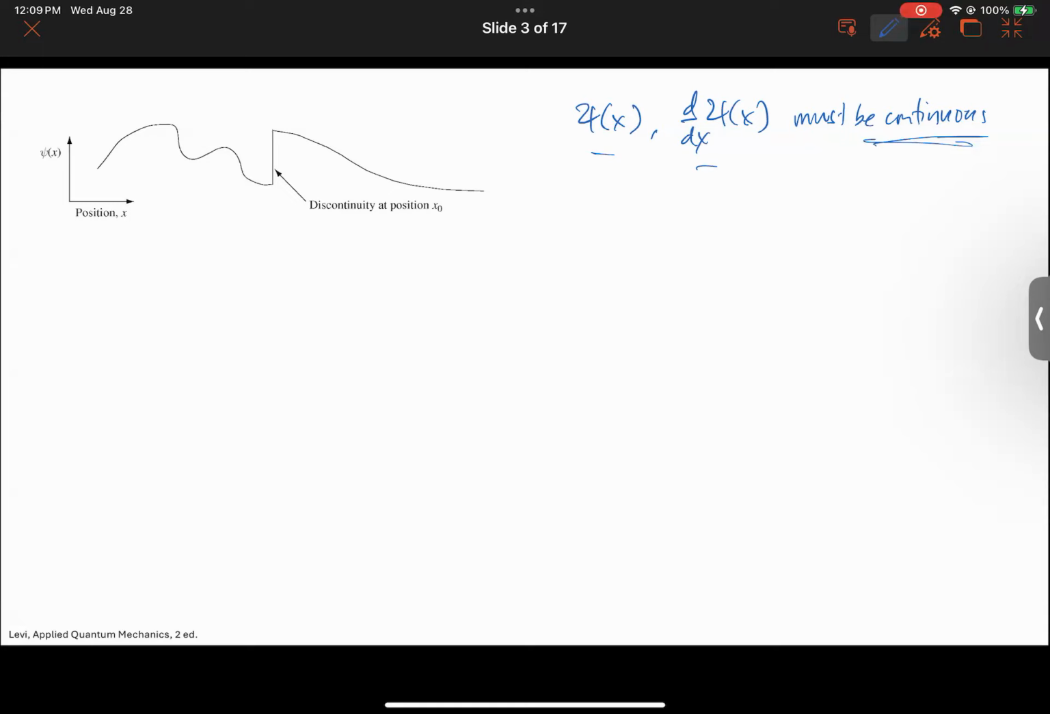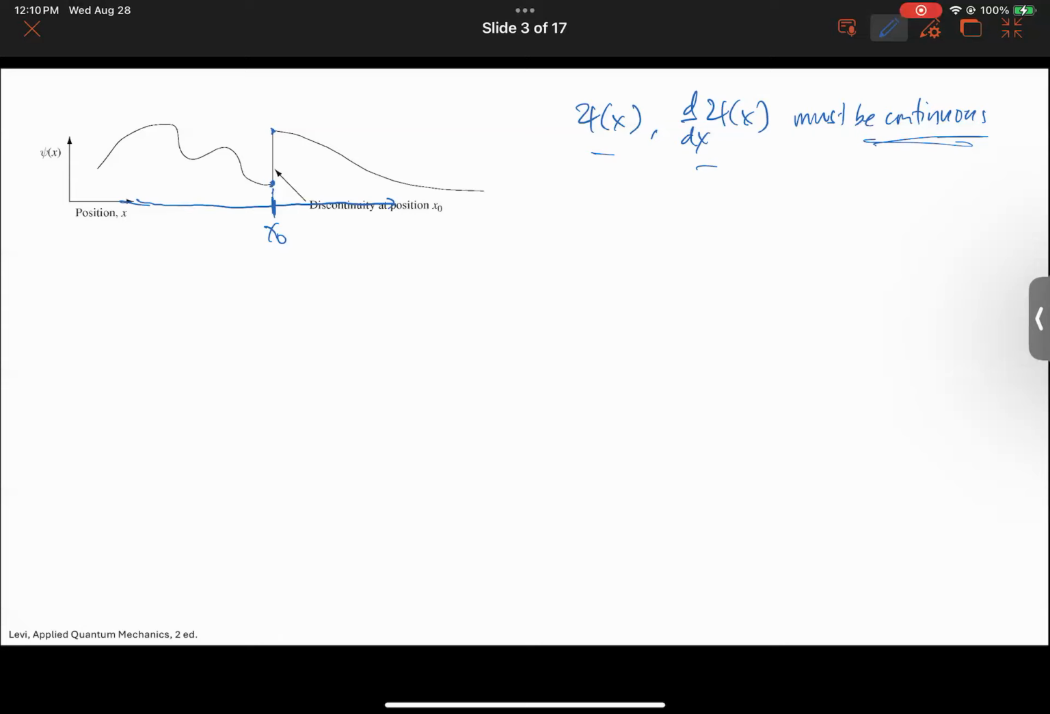Anong implication nun pag hindi continuous yung wave function? So tignan natin dito yung wave function, yung figure specifically. At this position, itong position na ito is x naught. So pag i-extend natin itong graph na ito, yung position na yan is x naught. And at x naught, merong discontinuity. Yung line na nakikita niyo dyan is not really a line that connects the two graphs, but instead it's just a descriptive na line.